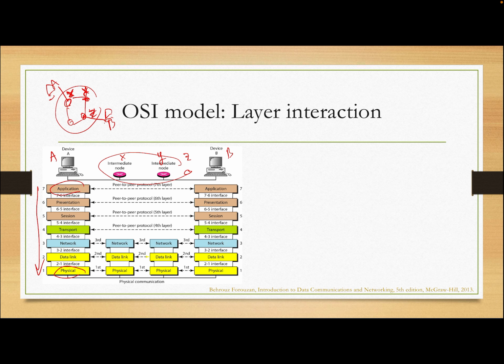The data from A will go from layer 7, the application layer, down to the physical layer, which is layer 1. It goes down like this, and it will go to the intermediate node and go up only to the network layer, because the network layer is the one that handles connections inside the network. And then since it's not the destination, it will just go down to physical again, go up to the network layer for the next node, go down, and then go up to the 7th layer at the destination.